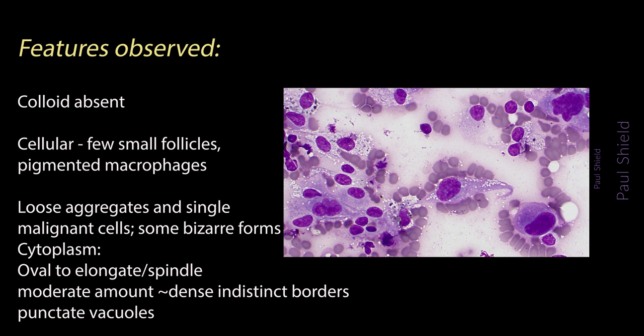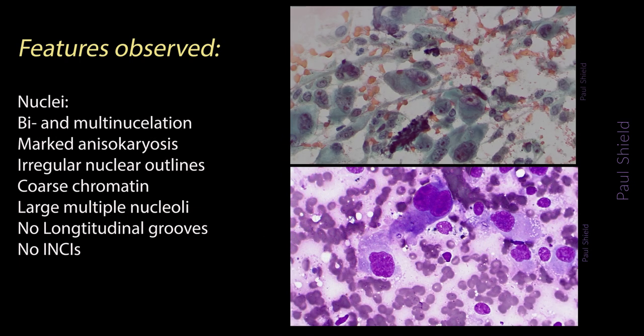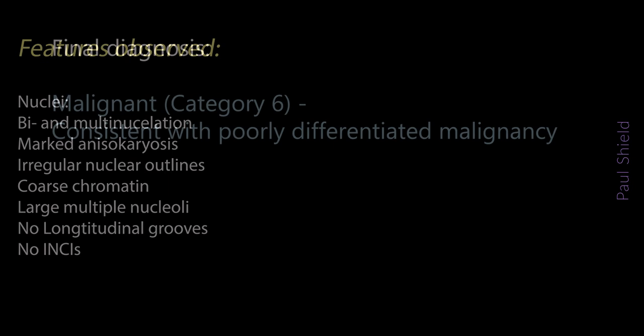That might have been degeneration, but it was a little bit reminiscent of what you see in metastatic melanoma, especially in fluid specimens sometimes. Nuclei showed really marked anisokaryosis. There were irregular outlines to nuclear membranes often, and they showed quite coarse chromatin, large multiple nucleoli, so a high-grade malignancy really. There was no obvious papillary thyroid carcinoma nuclear changes. So in summary, we thought this was malignant and reported it as a category 6 malignant consistent with a poorly differentiated malignancy.